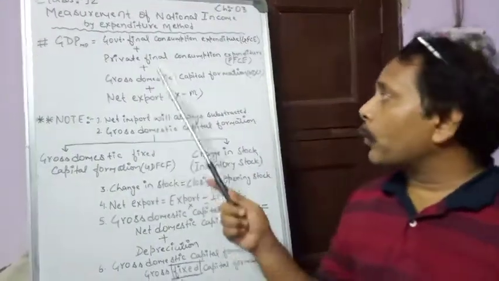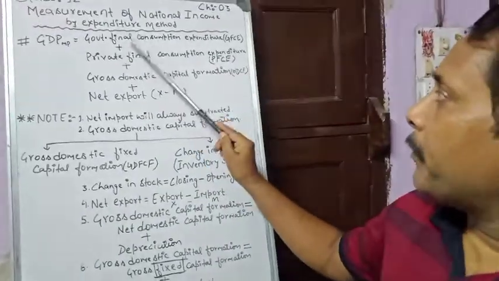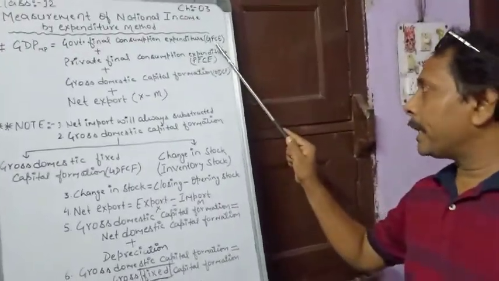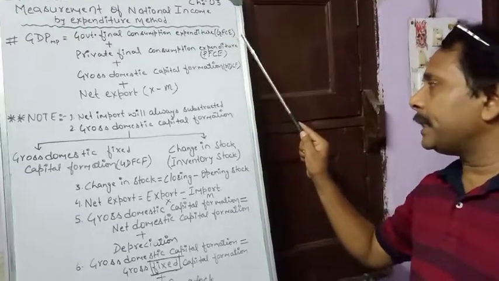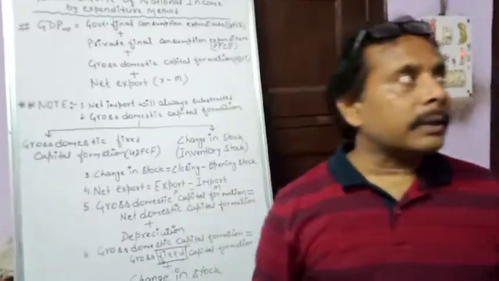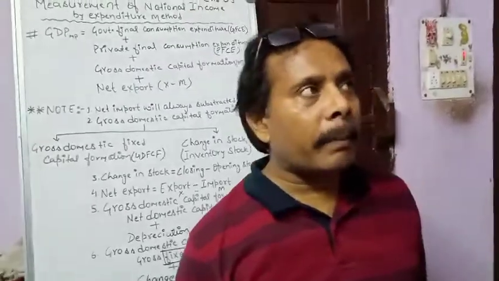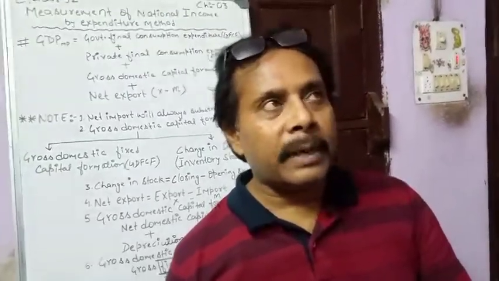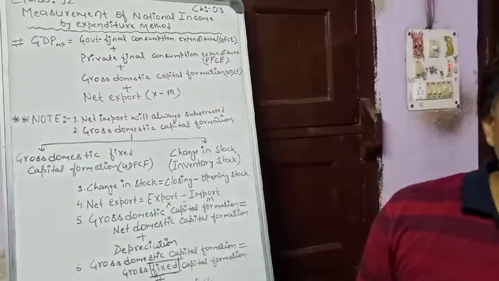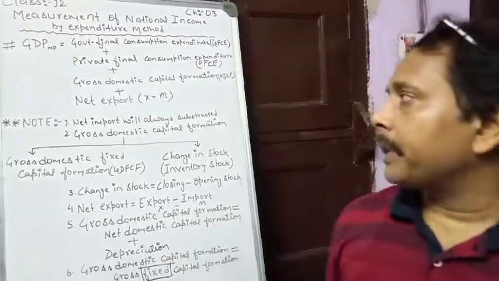Here there are four main components of expenditure method. First is the government final consumption expenditure, in short form we can say GFCE. So government final consumption expenditure refers to the total expenditure which is incurred by the government for administrative services. For example, expenditure on defense, expenditure on health, education and other things.